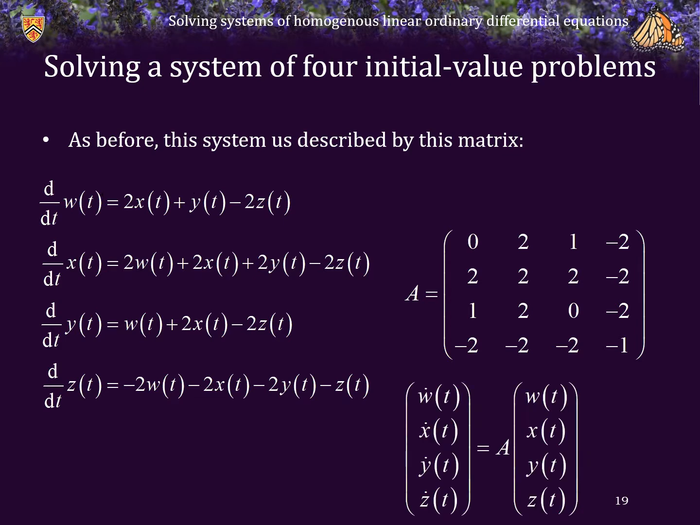And for brevity, I will use the dot notation, where a dot over a function name indicates a time derivative. So therefore, a vector of the time derivatives is equal to that matrix A times those functions. So for example, the time derivative with respect to w is equal to 0 times w plus 2 times x plus y minus 2 times z. Matrix vector multiplication.